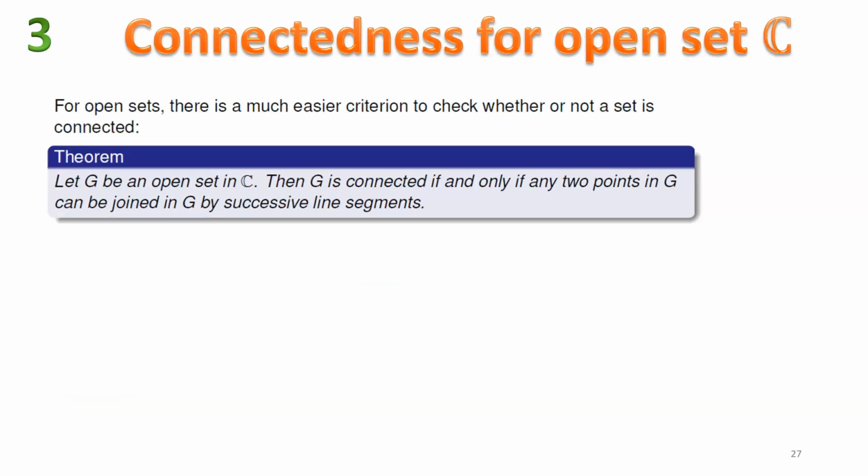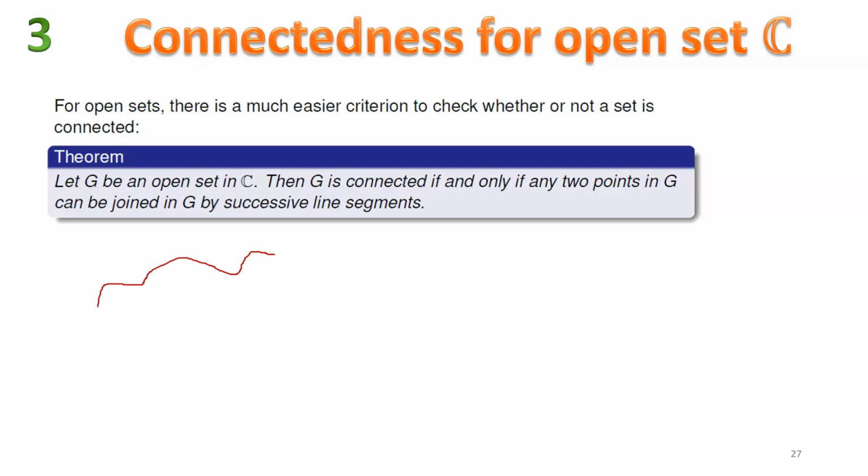For open sets, there is a much easier criterion to check whether or not a set is connected. We are going to understand this through a theorem, and we are not going to prove this theorem at this point in time. Let G be an open set in the complex plane. Then G is connected if and only if two regions in G can be joined in G by successive line segments. This is a very simple argument.